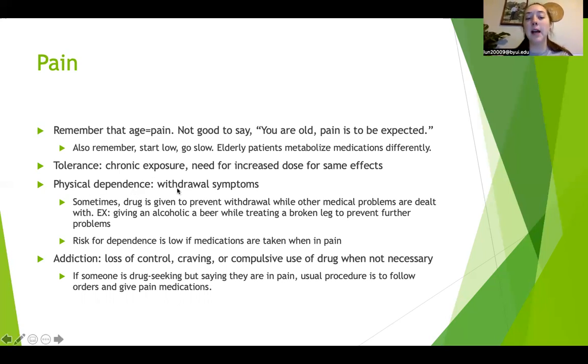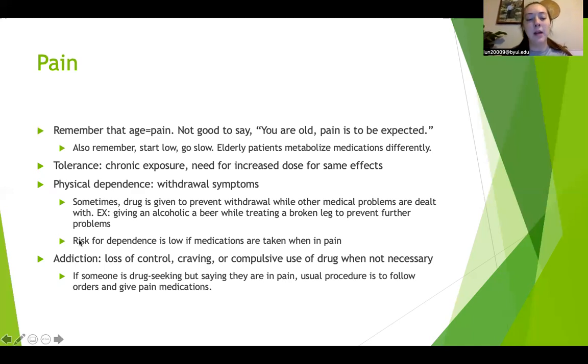Physical dependence happens and it can lead to addiction. You're going to experience withdrawal. It's when you take a medication for a long time and then stop, you can go through withdrawal. Sometimes a drug is given to prevent withdrawal while other medical problems are dealt with. So an alcoholic is in withdrawal at the hospital, but they also have, I don't know, a broken leg. They might give the alcoholic a beer from their medication fridge just to prevent those bad symptoms while they're treating the broken leg to avoid further problems.